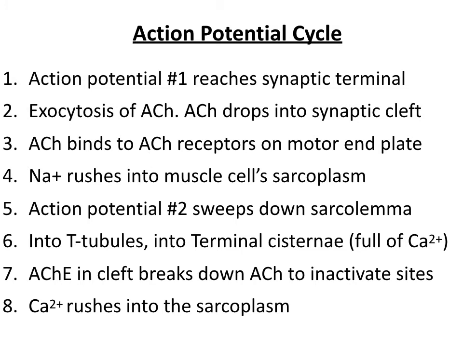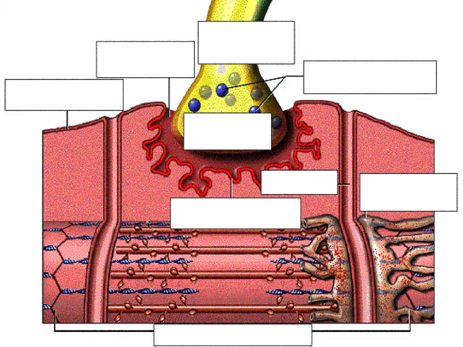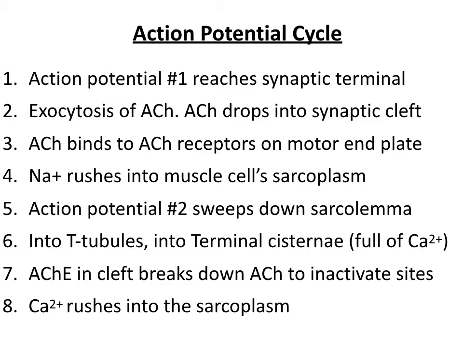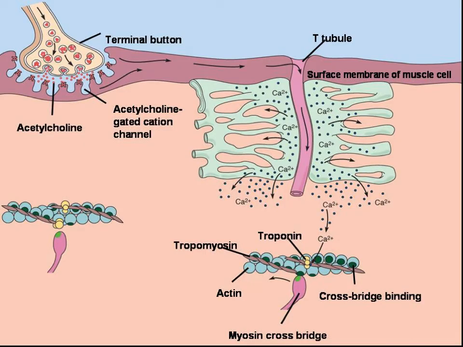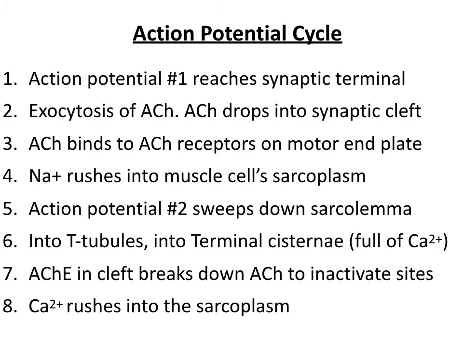The movement of sodium rushing in and the movement of the signal moving down the length of the muscle fiber is called action potential number 2. It's the second signal that we see, and it sweeps down the sarcolemma. When we talk about the first signal reaching the end of the neuron, that's called action potential number 1. The second signal that moves down the length of the sarcolemma is called action potential number 2.